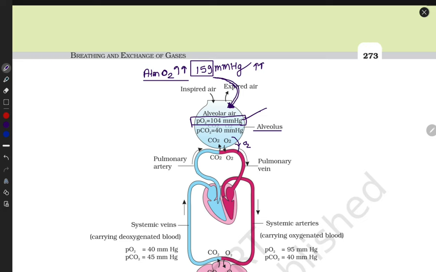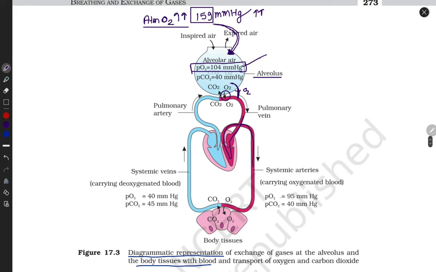The pulmonary vein has less oxygen. Look at the arrow sign here. The pulmonary vein contains less oxygen. That's why O2 will move from the alveoli to the pulmonary vein. The pulmonary vein goes towards the left atrium, and they pass their oxygenated blood into the aorta. The aorta has this much partial pressure. It contains this much oxygen level.